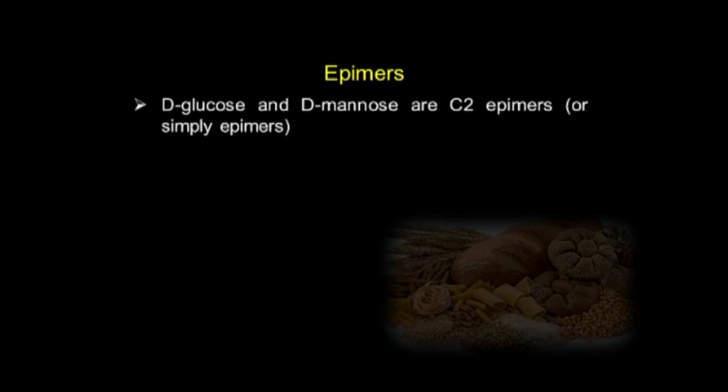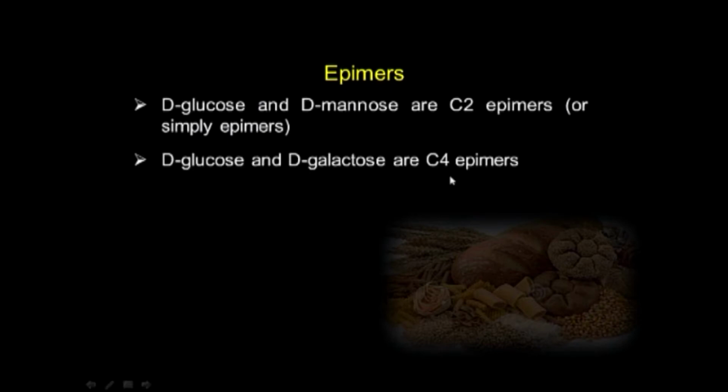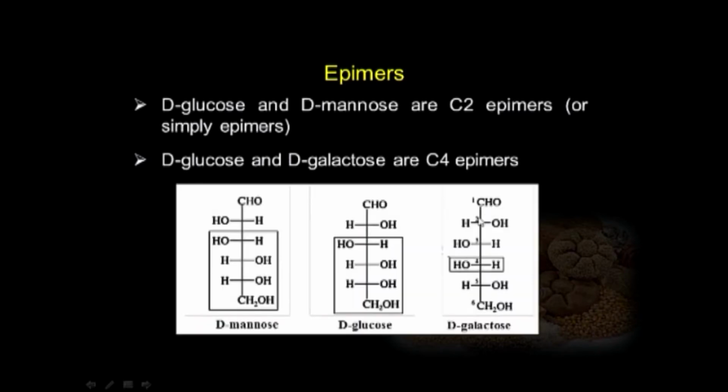For example, D glucose and D mannose are C2 epimers, or we can say they are simply epimers, whereas D glucose and D galactose are C4 epimers. Let us see through their structures. This is the configuration for D glucose, where the 2 hydroxyls on the lower asymmetric carbon atoms are on the right side, and on this carbon it is on the left, and carbon number 2 has hydroxyl on the right. If I compare this configuration with D mannose, in the portion shown in the box, we find that the configuration at these 3 carbons is the same. 2 hydroxyls on the right, 2 hydroxyls on the right, and then the next hydroxyl on the left.